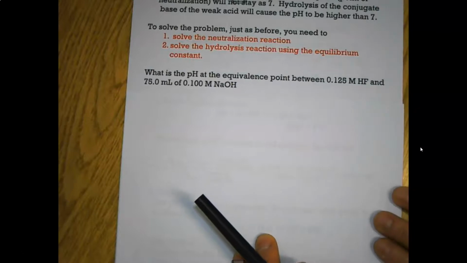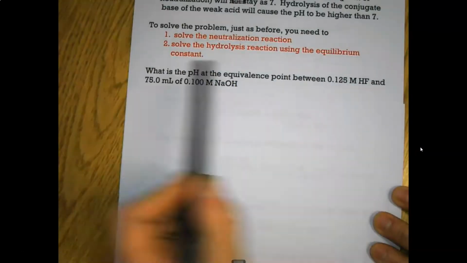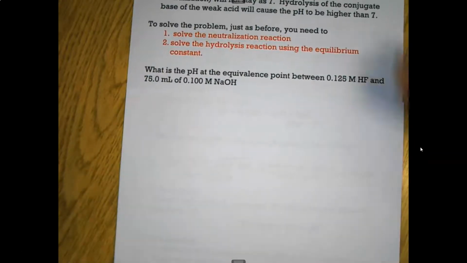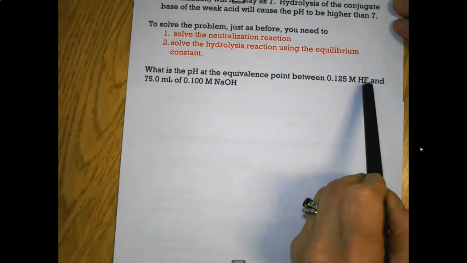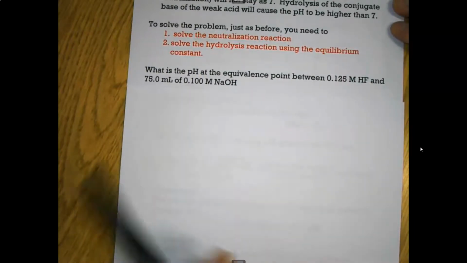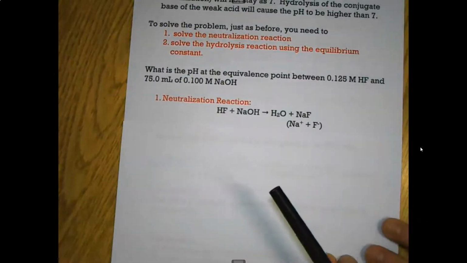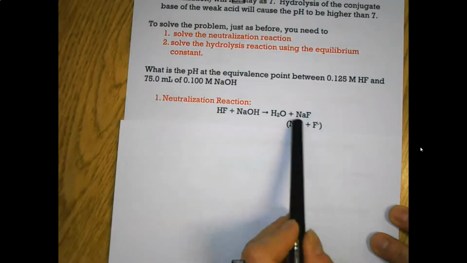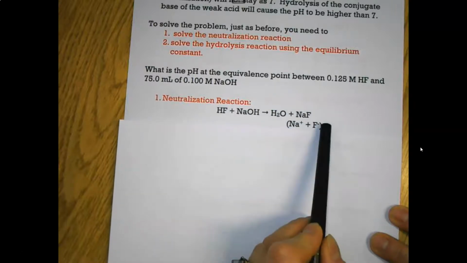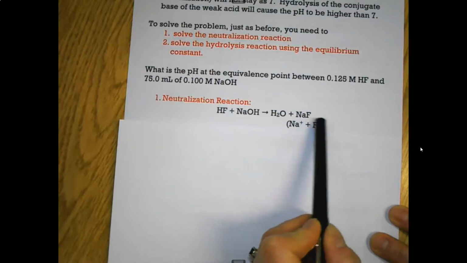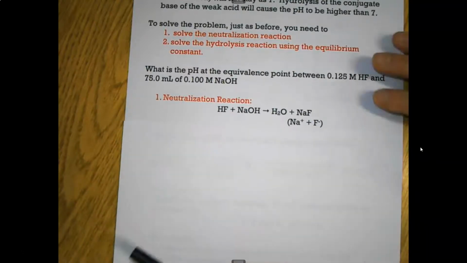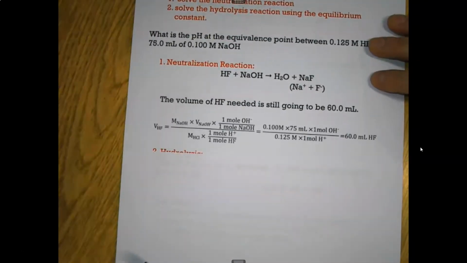So here's the situation I'm going with. So again, same values, same numbers as before. 0.125 molar HF, 75 milliliters of 0.1 molar sodium hydroxide. So now HF is our weak acid. Sodium hydroxide is our strong base. Neutralization reaction, HF plus sodium hydroxide gives me water and NaF. But remember, this salt is very soluble, so technically I have these ions. F minus is the conjugate base of the weak acid. So I'm going to have hydrolysis take place.